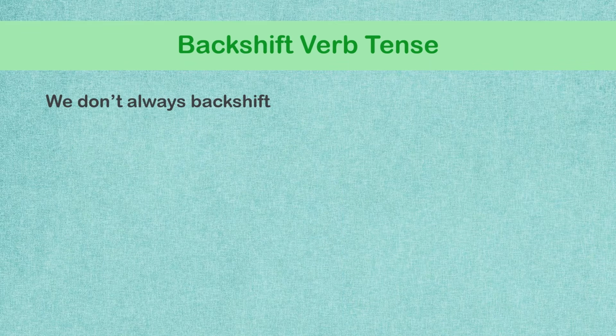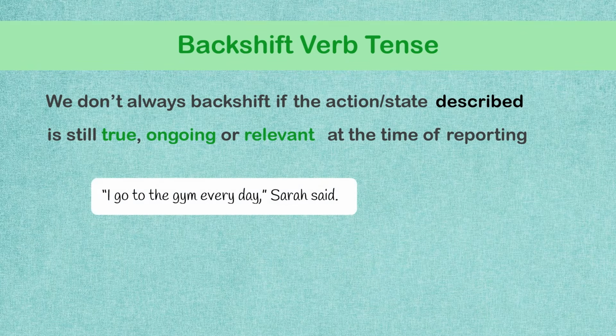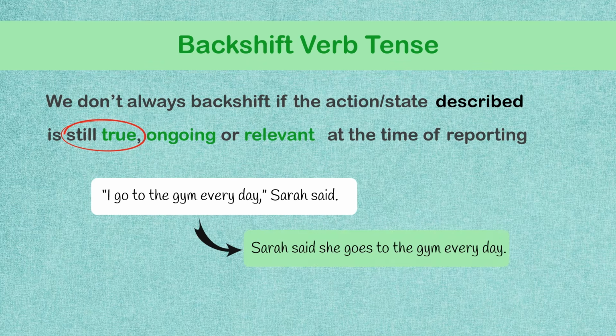We don't always backshift the verb tense if the action or state described is still true, ongoing, or relevant at the time of reporting. For example, "I go to the gym every day," Sarah said. In this direct speech, present simple tense is used. But we don't backshift because Sarah's statement is still true in the present. It's something she does regularly. Our reported speech could be, Sarah said she goes to the gym every day. Notice we didn't backshift to past simple.